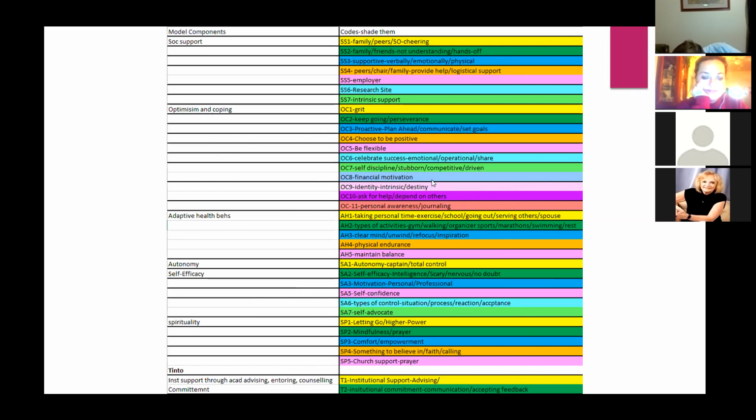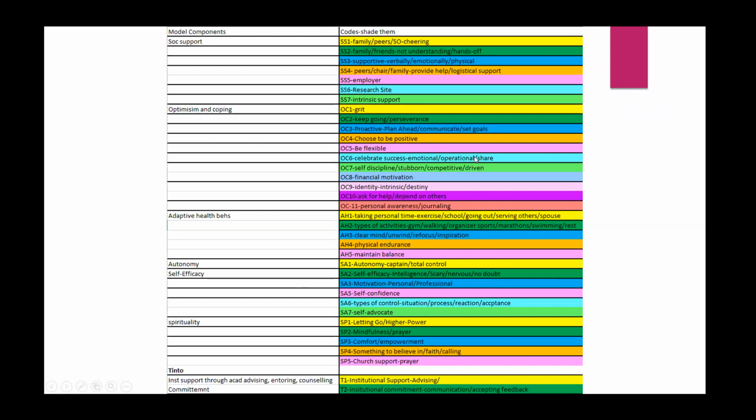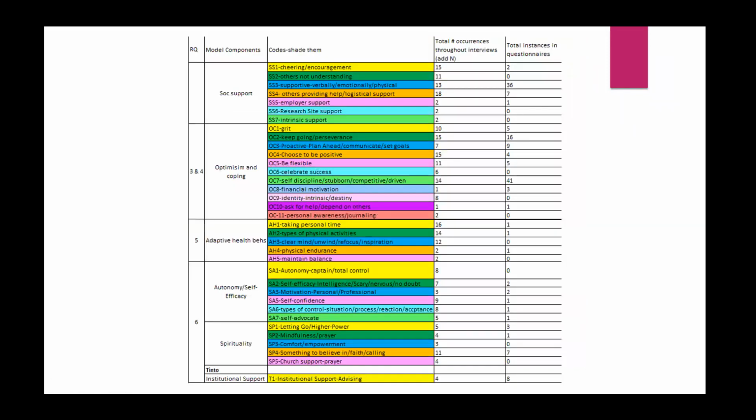And then what I did, let me see, I'm gonna go to the next page. There we go. Okay, so this is the next step in the evolution of my coding table. I counted out how many times these codes occurred in my interviews. Now, I was lucky.